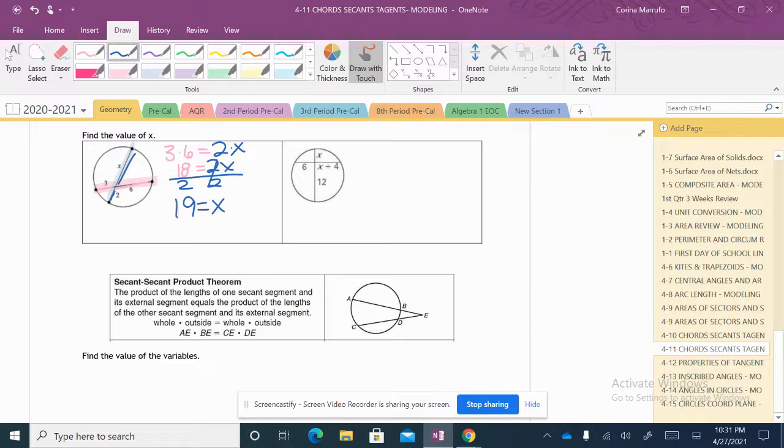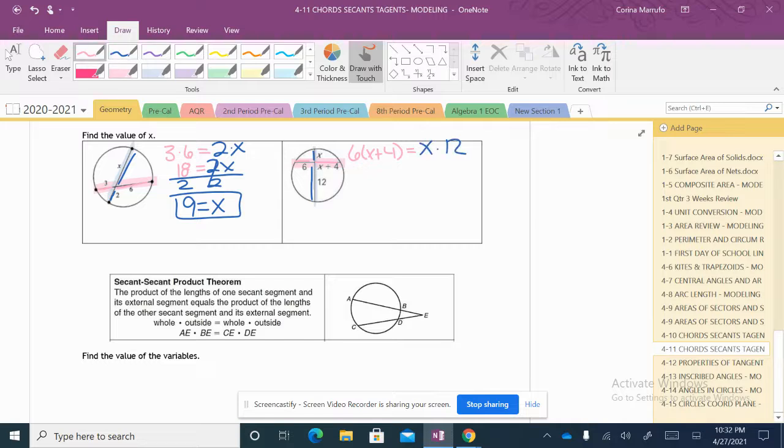All right, the next part. We do the exact same thing. So here's my first chord. We're going to go ahead and multiply them. So we have 6 and we have X plus 4. Now I am going to put the X plus 4 in parentheses because it goes together, and we're going to have to distribute that 6 to each one. Now this one we have X is the first section and 12 is the other section. So we're going to go ahead and multiply it. So X times 12.